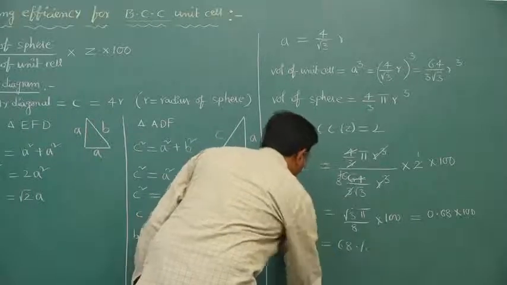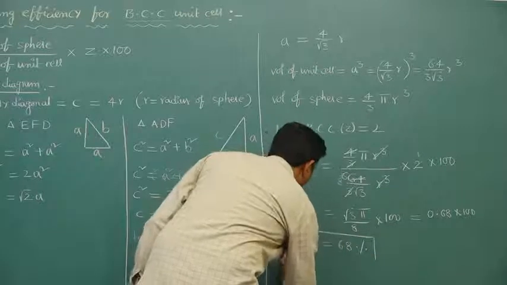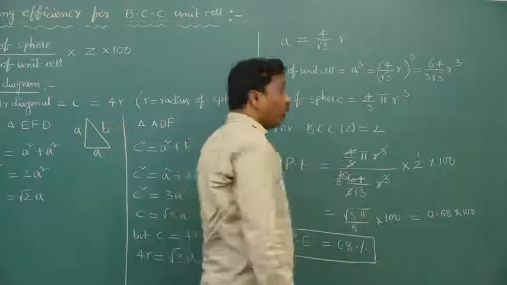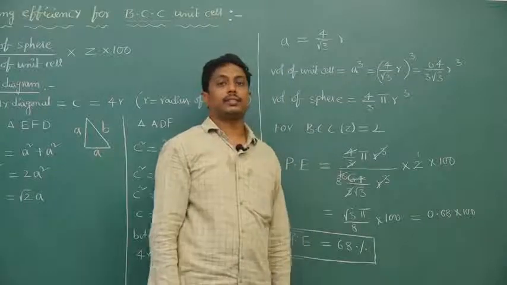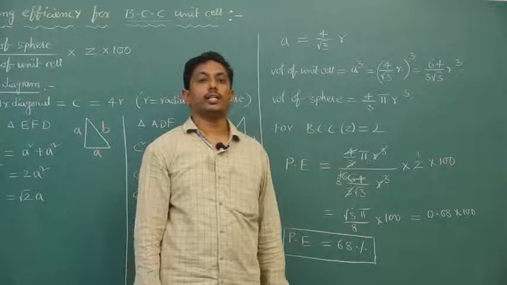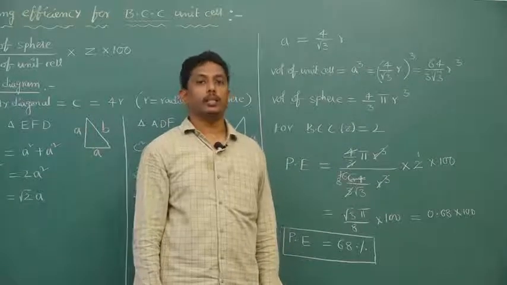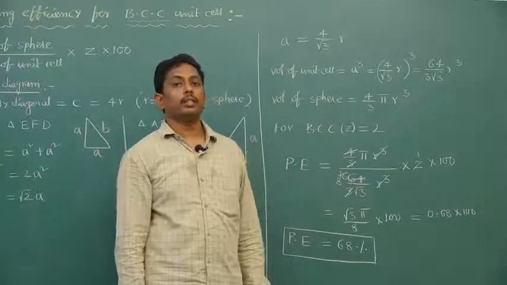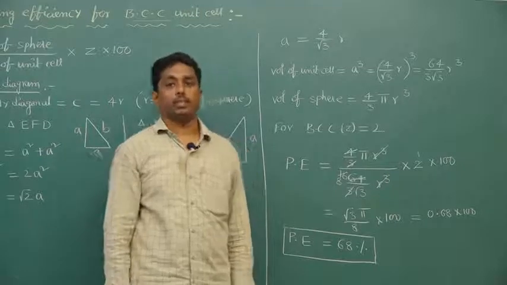So packing efficiency is equal to 68%. In the BCC unit cell, the volume occupied by spheres is 68%, which means the remaining space is empty, that is 32%. So 32% is empty space, and 68% is occupied by spheres in the BCC unit cell.